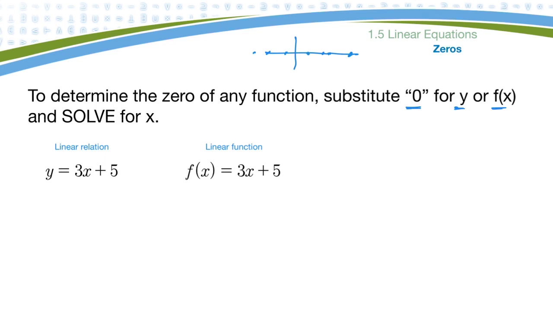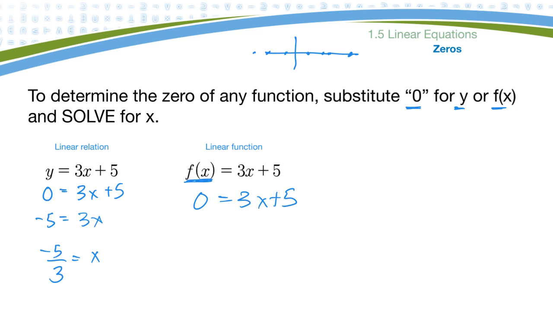So in this first one, I want to solve for the 0. I put a 0 in for y. And then solve for x. I'll subtract 5 on both sides. Then divide by 3. I'll get negative 5/3. Notice this one is the same. You just put a 0 there, and you'd be solving the same thing. So this is known as the solution to the equation, but it's also known as the 0 of a function.